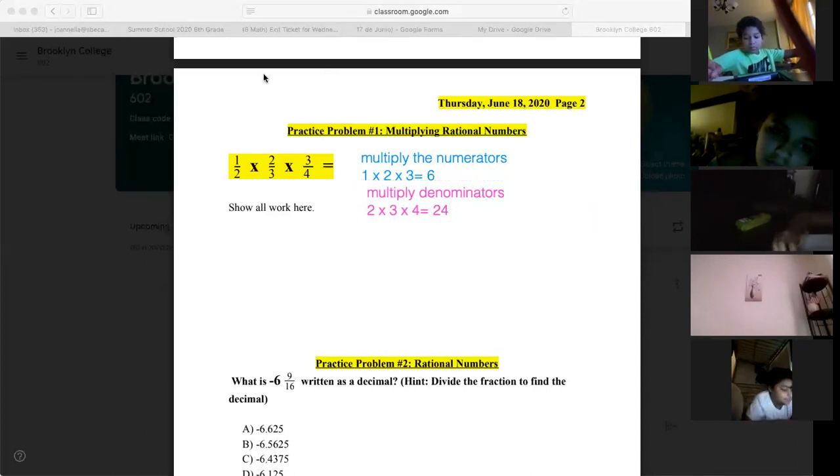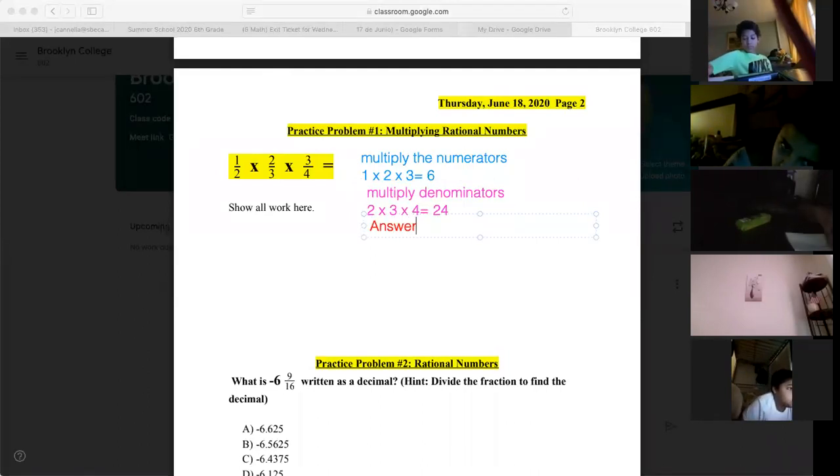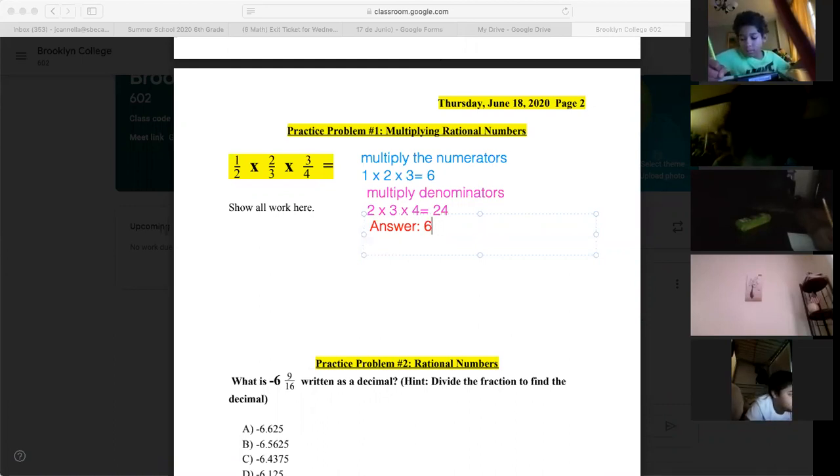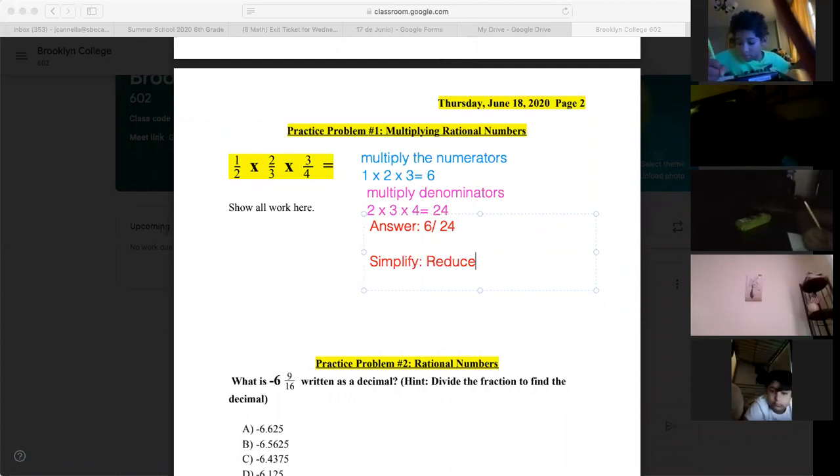Now we have to write this as a fraction. Remember, the word rational number has a ratio, and a ratio is written as a fraction, folks. So let's change this now to red. Now the final answer, because it doesn't ask you to simplify, would be 6 as my numerator over 24. So 6/24. Now, if it asks you to simplify, Chris, that means reduce. If you were asked to simplify, that means reduce, right? That means lowest terms.